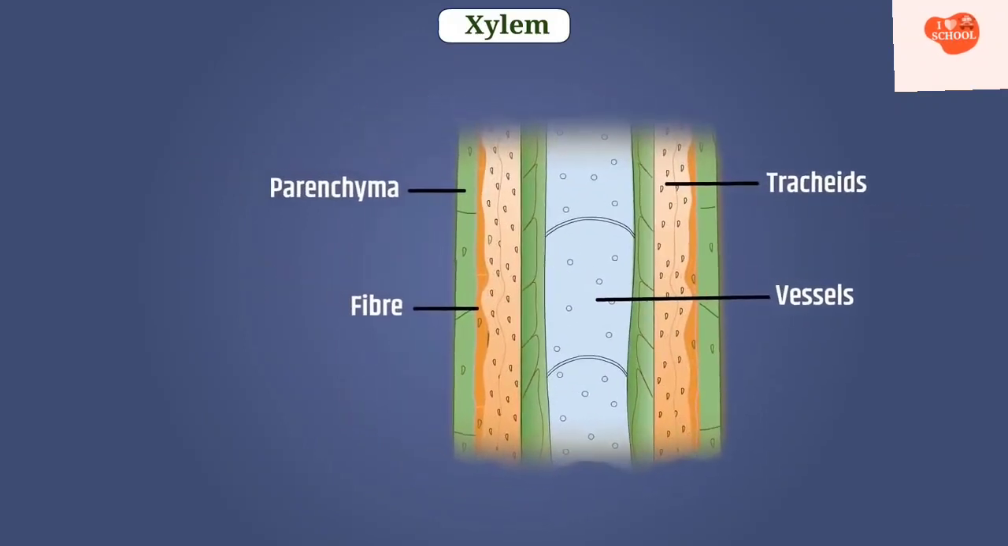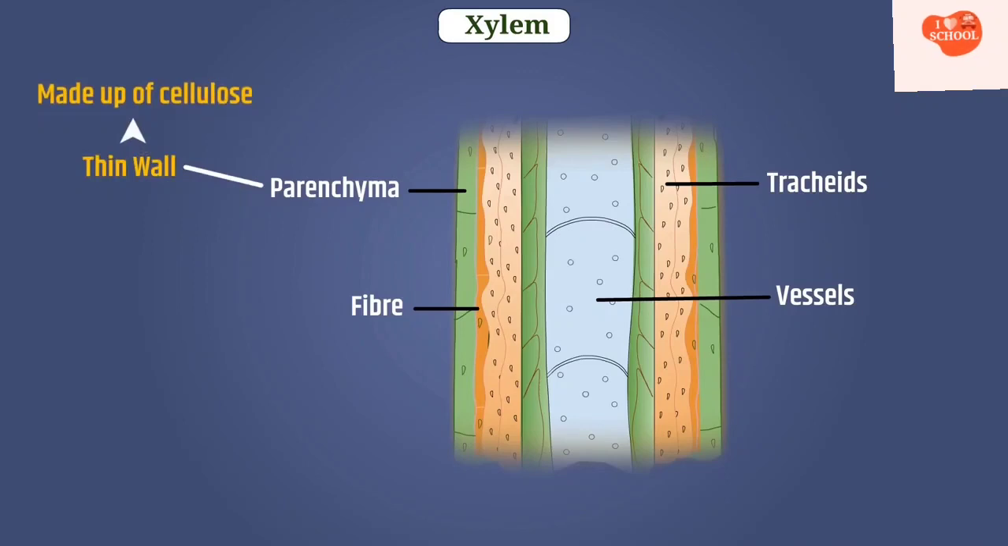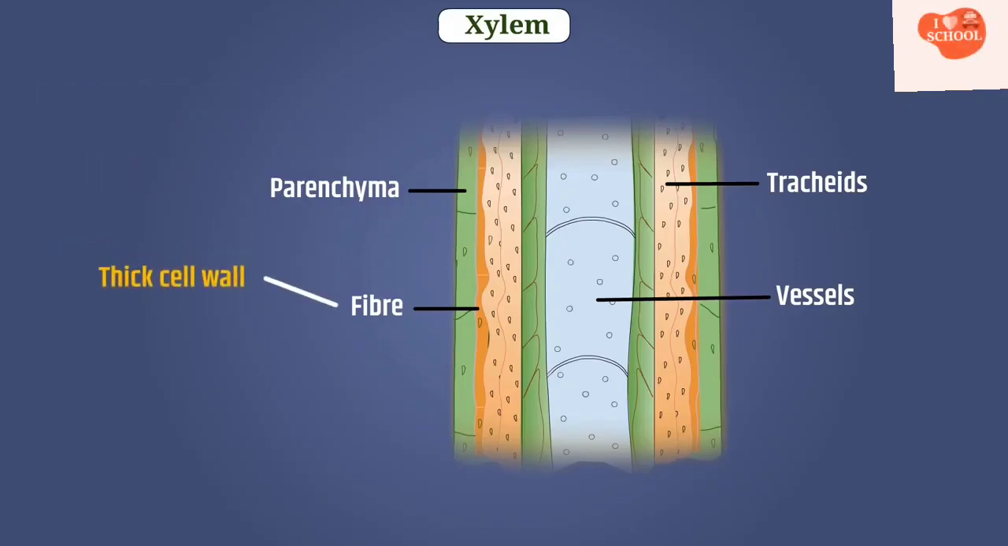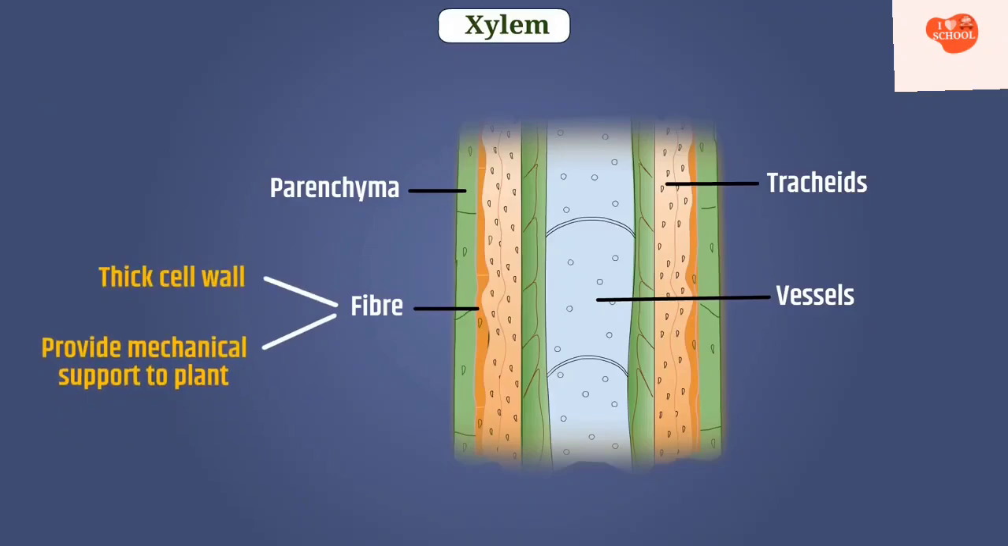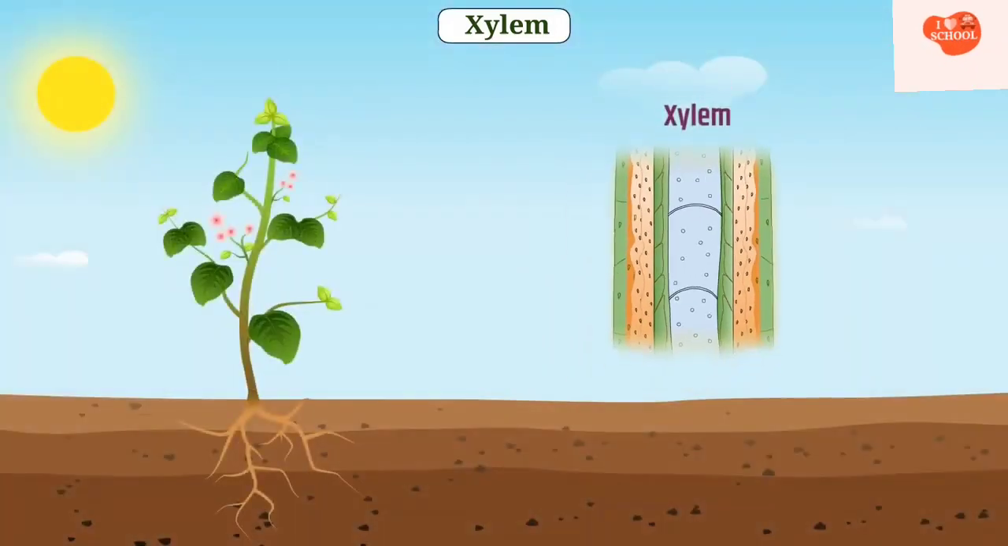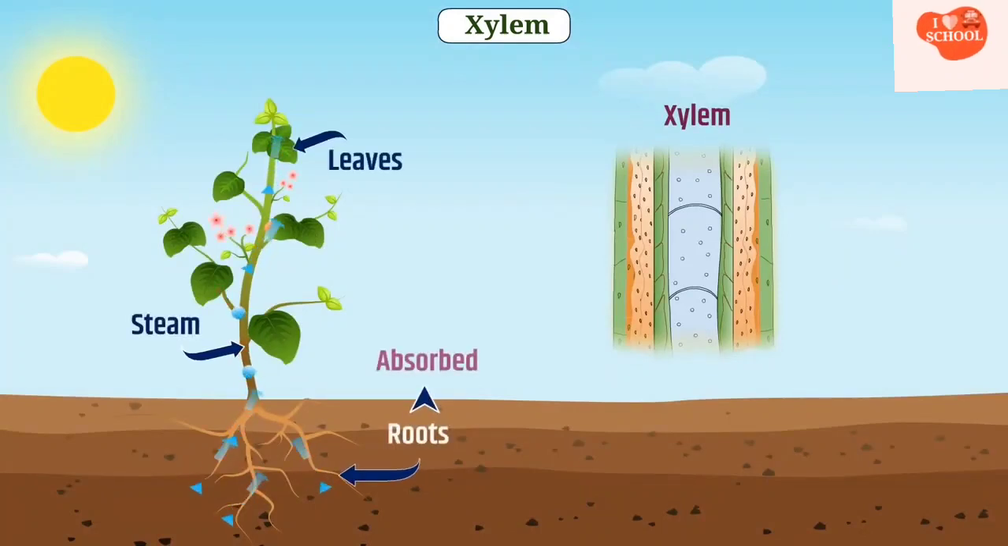The wall of xylem parenchyma is thin and is made up of cellulose. Xylem parenchyma stores food. The cell wall of xylem fiber is thick and they mainly serve to provide mechanical support to the plant. Xylem transports minerals, salts, and water absorbed by roots to the stem and leaves.